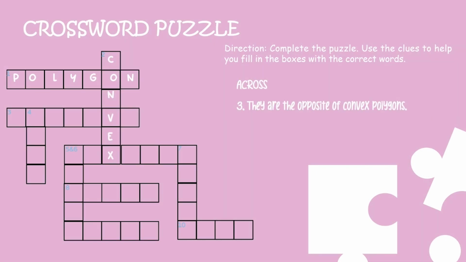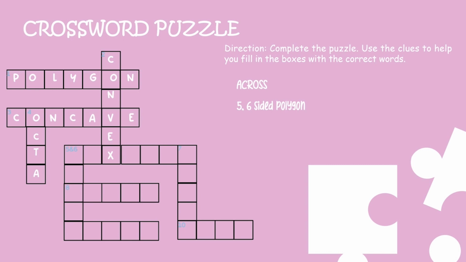Number three: they are the opposite of convex polygons. What is it? Correct. It is a concave polygon. Next is the prefix of an eight-sided polygon. What's the name of the eight-sided polygon? It starts with the letter O. That's the clue. Yes, correct. It's octagon. So the prefix is octa. Very good.